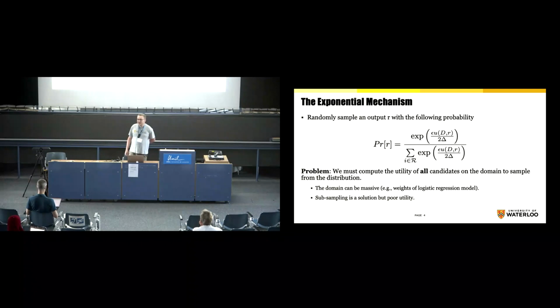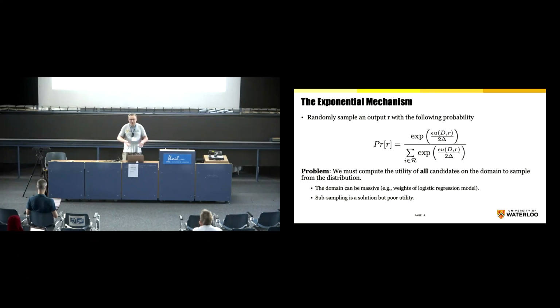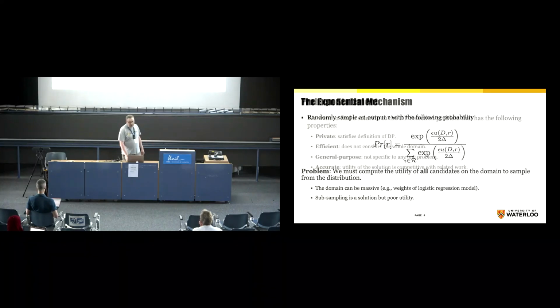So the solution in the literature right now is to do subsampling. So just basically take a random sample of the domain and then run the exponential mechanism. But the utility can be bad because you're just uniformly sampling here.